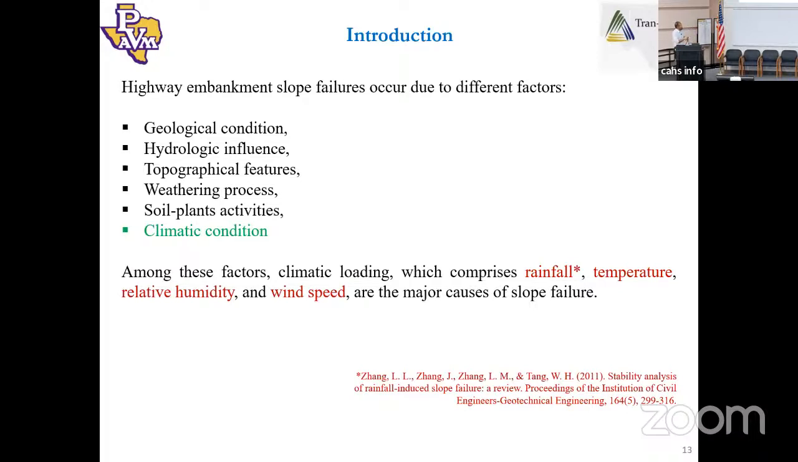Now, hydrological influence, and definitely the precipitation, the rainfall, and other environmental factors, they cause tremendous problems to the slope soils, based on whatever subsoil we have for that particular slope. And of course, the topographical features, the weathering process, soil plant activities, and the climatic conditions. Now, for this particular region in Texas, the climatic condition is the major factor that causes the slope to fail, and that causes TxDOT to make repetitive repair actions for different slopes within Texas.